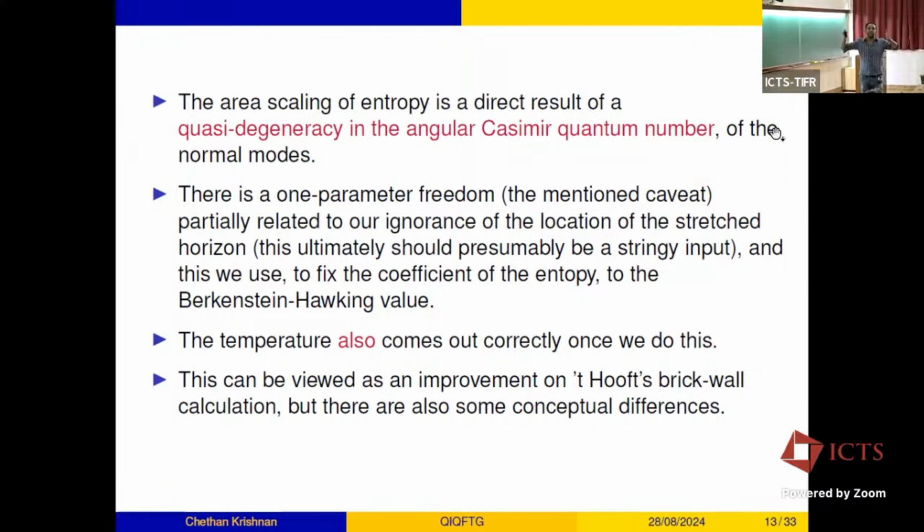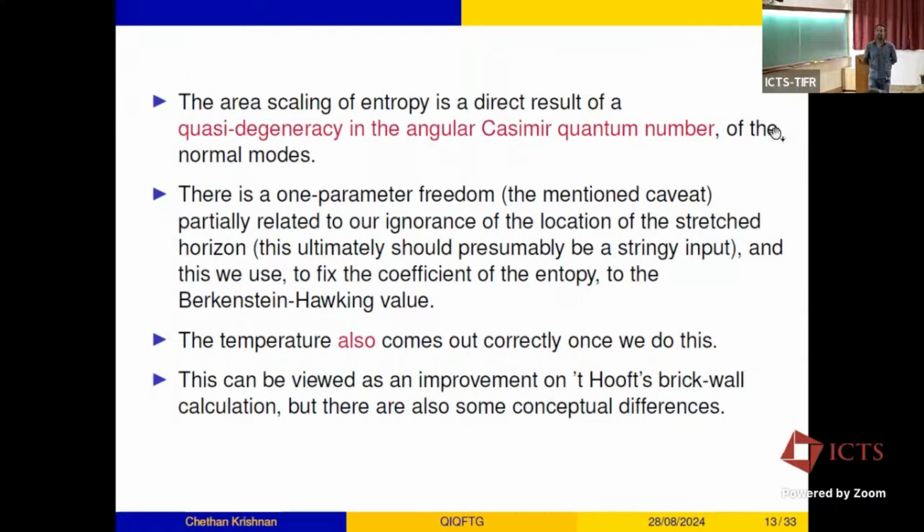So it's a somewhat unnatural calculation, in the sense that it's not specifying an ensemble and getting the answer for all the other thermodynamic variables. Because we are computing the normal modes explicitly and just treating them as a statistical mechanical system, we can just specify the mass, and both the entropy and the temperature come out automatically. So this can be viewed as some sort of an improvement on 't Hooft's brick wall calculation.